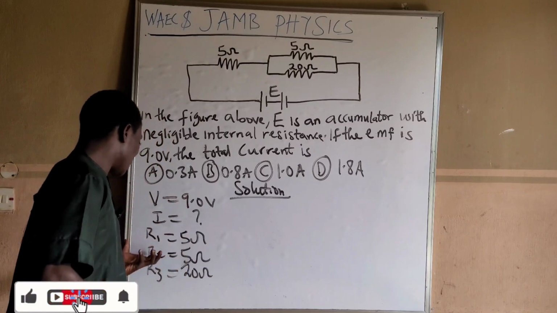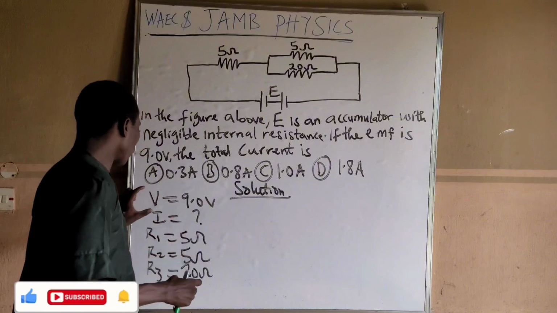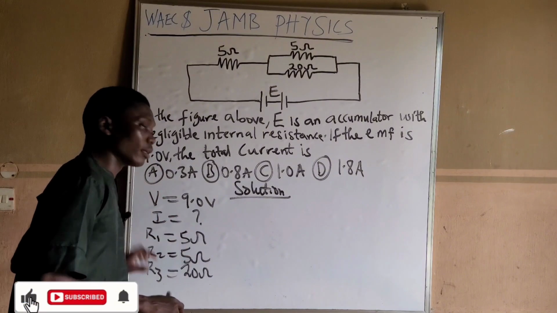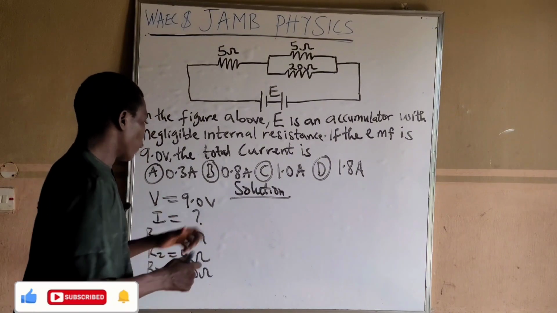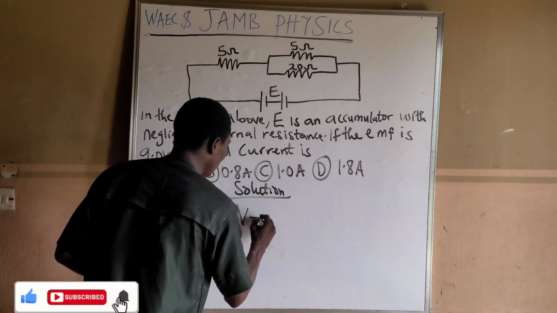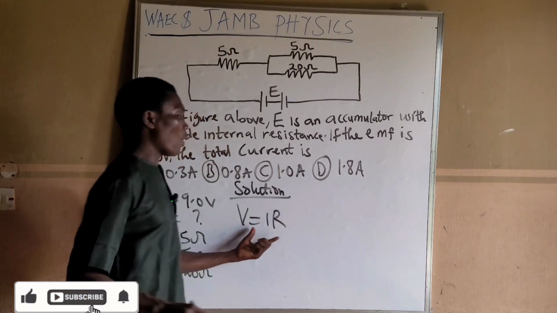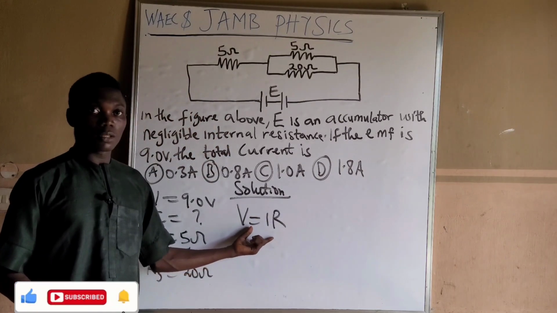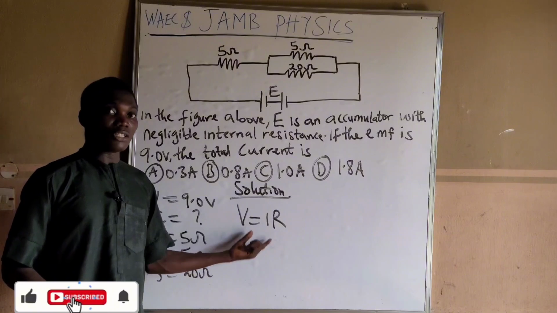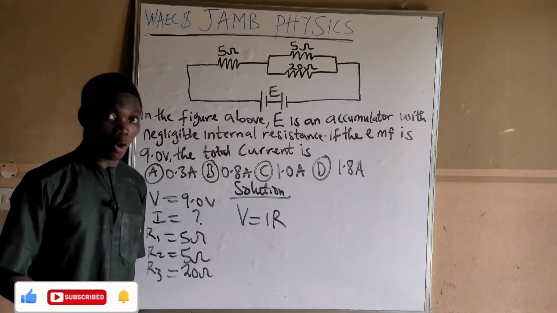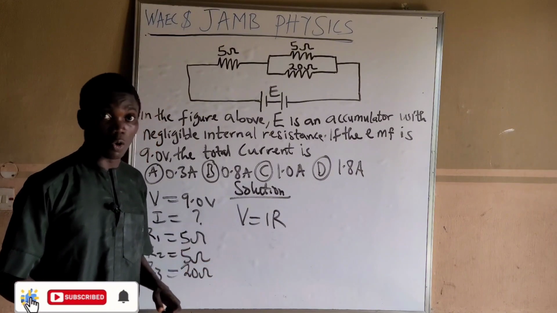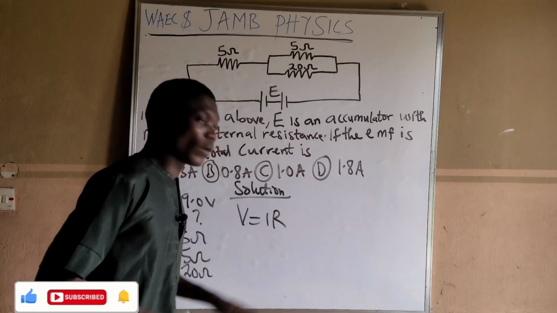All right. Now, first of all, think which formula relates voltage, current, and resistor. I know that we have 3 resistors, but think first, which formula relates voltage, current, and resistor? You will see that the formula is V equals IR. What formula is this? Is it Ohm's law or Hooke's law? It is Ohm's law. So V equals IR.